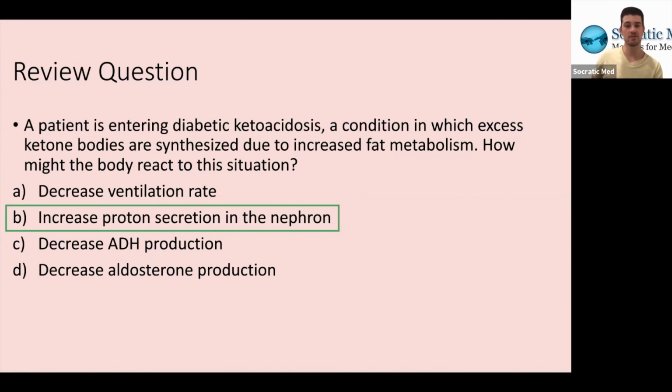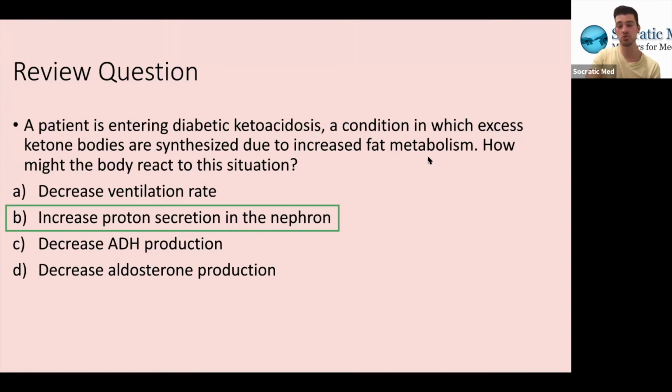A patient is entering diabetic ketoacidosis, a condition in which excess ketone bodies are synthesized due to increased fat metabolism. How might the body react to this situation? So some of the most common ketone bodies are acidic. So when someone enters diabetic ketoacidosis, as you may be able to decipher from the name, it causes your body to drop pH, and it can be very dangerous for metabolic functioning.